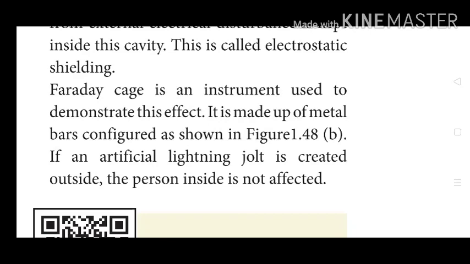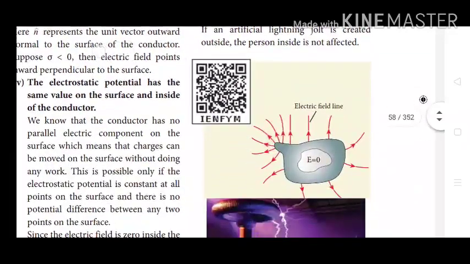Very important 2 mark question. What is meant by electrostatic shielding? Understand, children? Keep it in your mind.